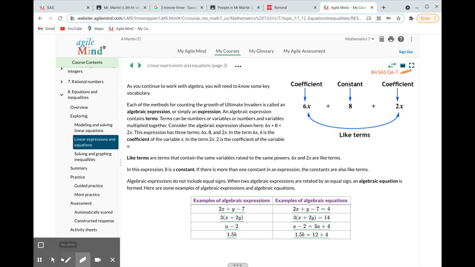Great job. All right. So they don't have equal signs. That is correct. So that's how we'll know the difference between creating an algebraic expression and creating an algebraic equation. Algebraic equations have what, class? Equal signs. Good.